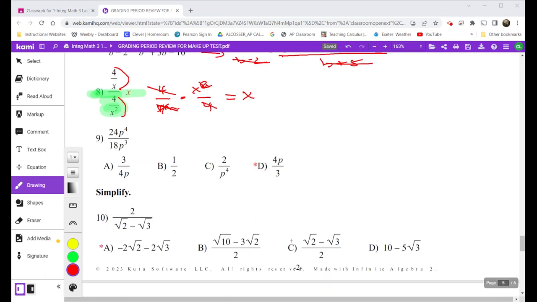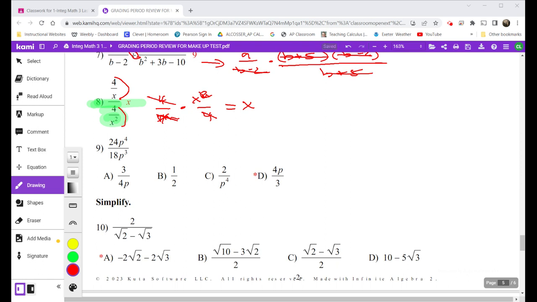Let's move down to the second one here. Basically what happens here is that we just simplify from top to bottom. I can divide both of these by 6. So 24 divided by 6 is 4, and 18 divided by 6 is 3. P to the fourth divided by P to the third: I have more on top, so I'm left with the P. My answer is 4P over 3, which is that one right there.